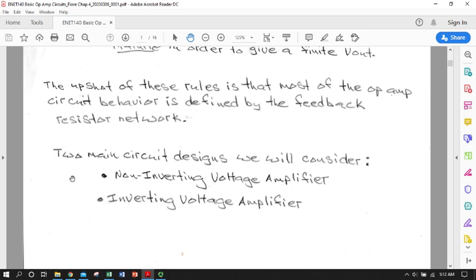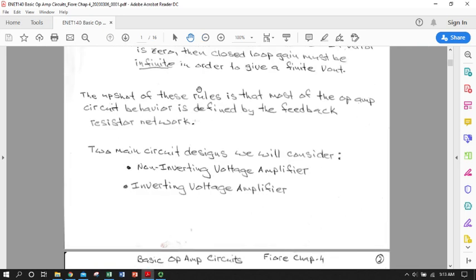So we'll explore all the different ways that we can apply those rules, or not all the different ways because there's an infinite number of ways, but we'll explore some of the mainline applications. And these will fall into a couple of different categories. The two most important being the non-inverting voltage amplifier and the inverting voltage amplifier. For the most part, op-amp circuit networks are used to amplify voltage signals, although they can amplify current signals, and they can transfer a voltage signal to a current and vice versa.